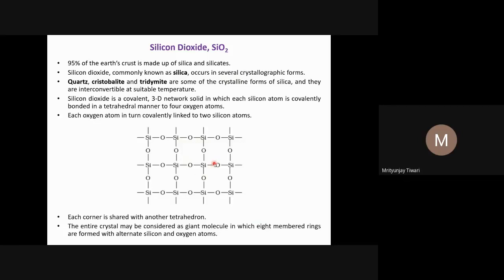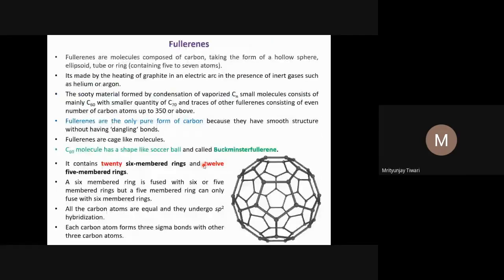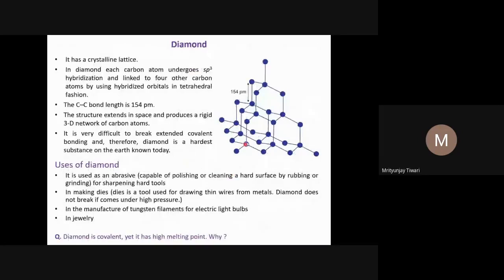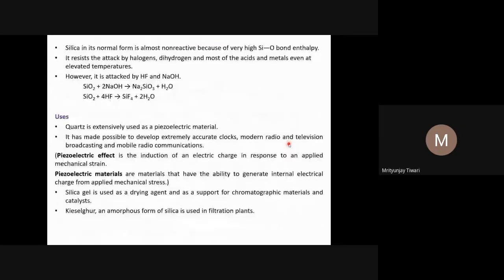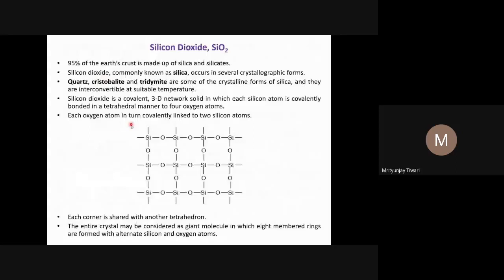The silicon geometry is similar to the carbon geometry in diamond. If you consider this carbon atom, it is tetrahedrally attached to four carbon atoms. In silicon dioxide, if this one is silicon, then these atoms will be oxygen atoms. This is the only difference. Each oxygen atom in turn is covalently linked to two silicon atoms.